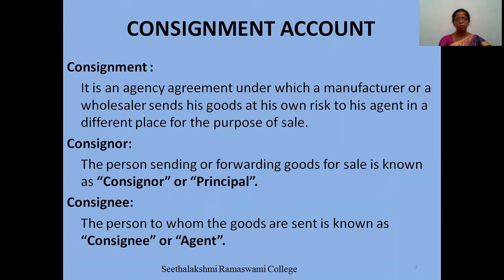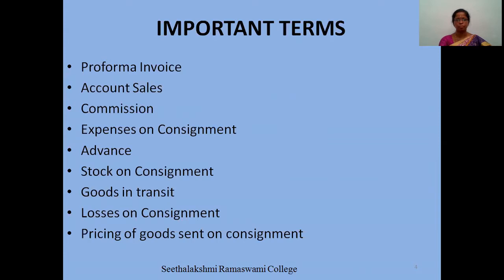There are two people involved under this consignment account, consignor and consignee. Who is consignor? The person sending or forwarding the goods to the consignee for the purpose of sale at his own risk is called a consignor. Who is consignee? The person who receives the goods from the consignor and sells the goods on behalf of the consignor for the purpose of receiving commission from the consignor is called a consignee or agent.